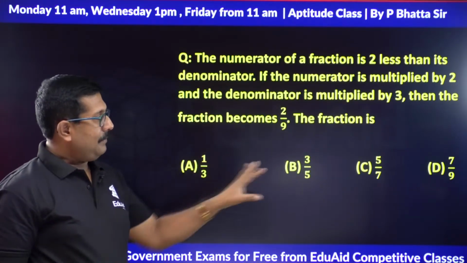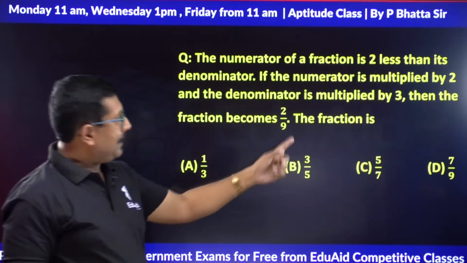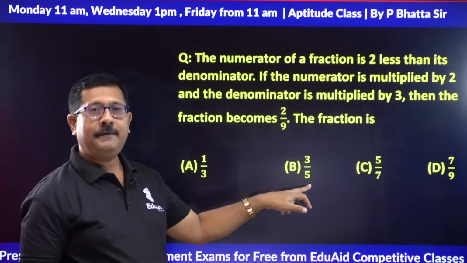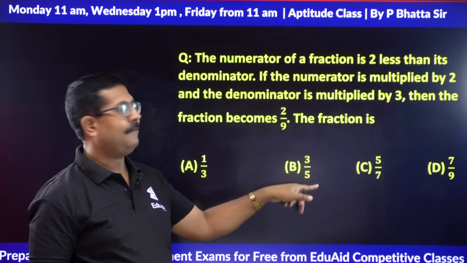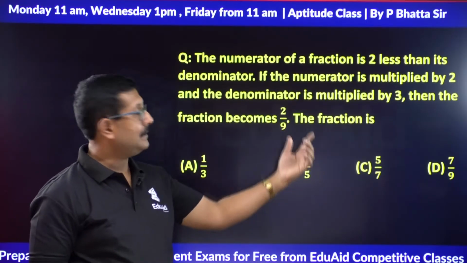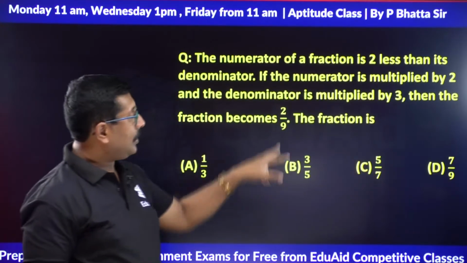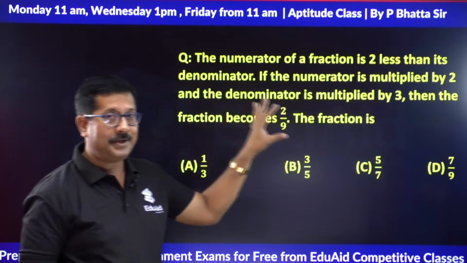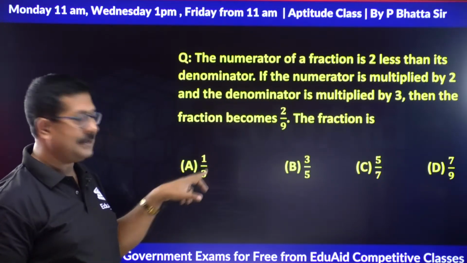Now, if you apply the same logic in the second case, you will not get the same result, 2 by 9. You see, if you multiply 3 by 2, 6. If you multiply 5 by 3, 15. So, 6 by 15 is 2 by 5, not 2 by 9. So the other options do not satisfy this condition. That means all the conditions given in the question are satisfied by the first option.